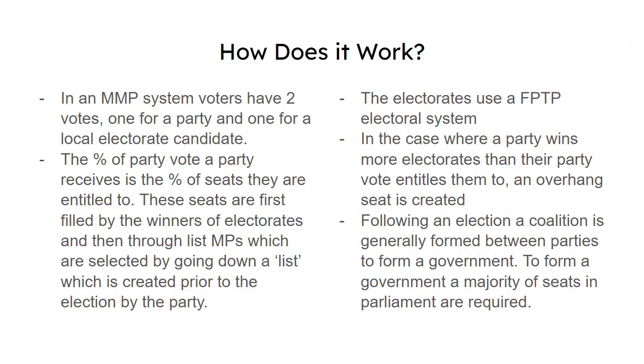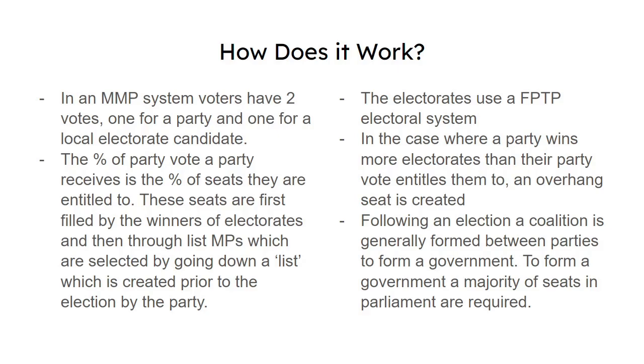So how does it work? In MMP, voters have two votes, one for a party and one for an electoral candidate. The percent of party vote a party receives is the percent of seats that they are entitled to. These seats are first filled by the winners of electorates and then through list MPs, which are selected by going down a list which is generally created prior to the election by a party.